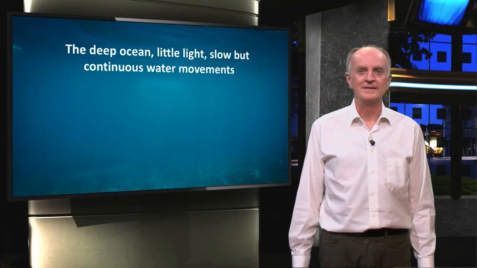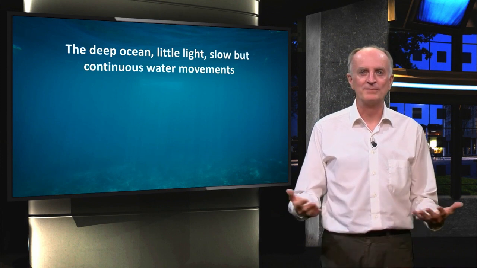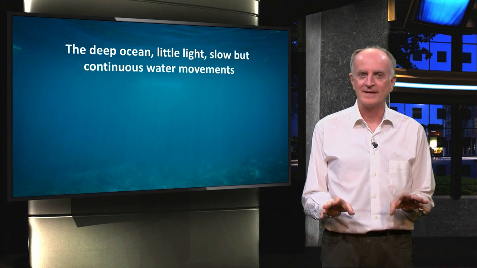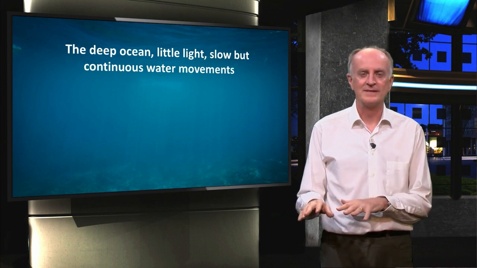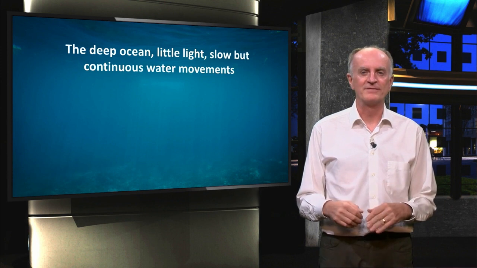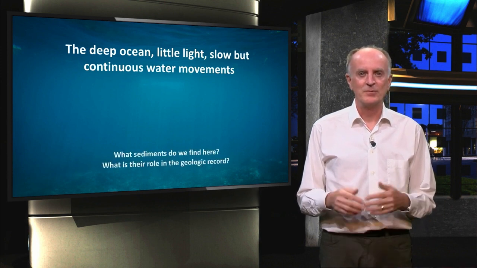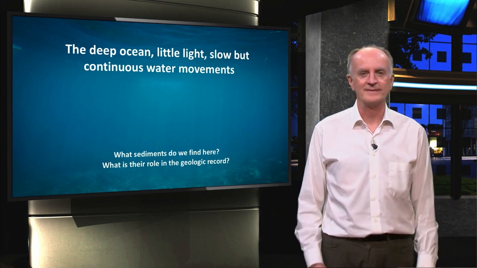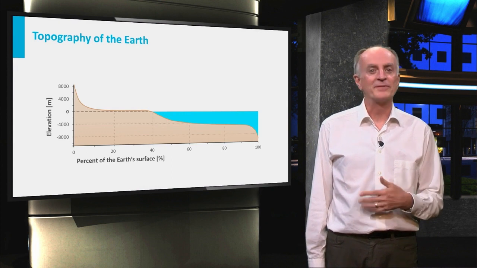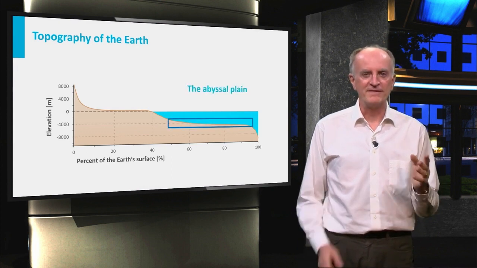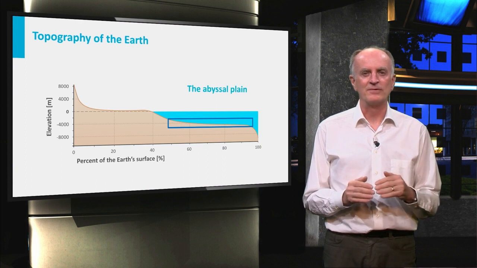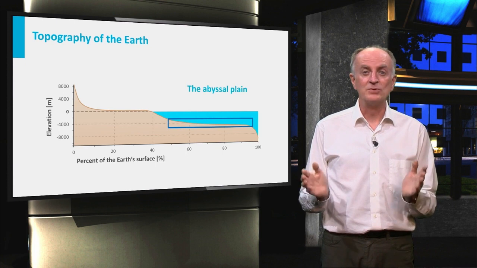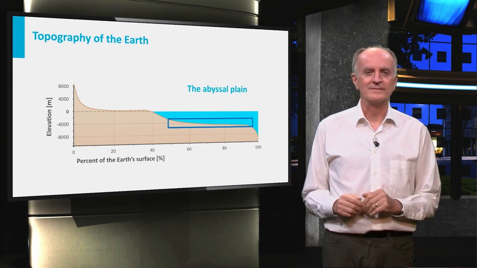The deep sea, the oceans, huge domains at depths of thousands of meters, cold with little light and only slow water movements. Still, a very important domain for sedimentary systems. What processes are taking place there? What kind of sediments do we find? Do you remember the topography of the Earth? We've seen how more than 50% of the Earth's surface lies at around 4,000 meters water depth. These are the abyssal plains, huge domains, of which we know very little.